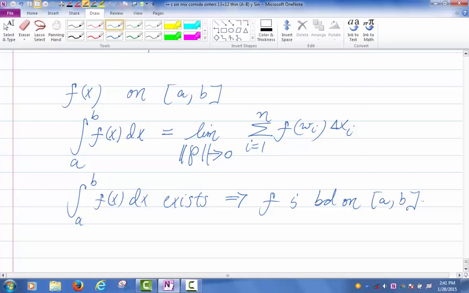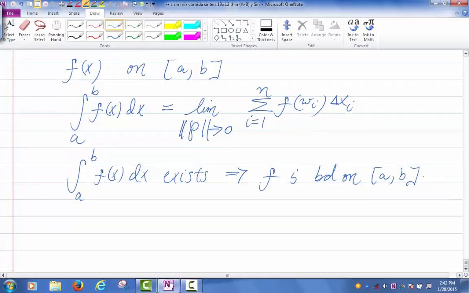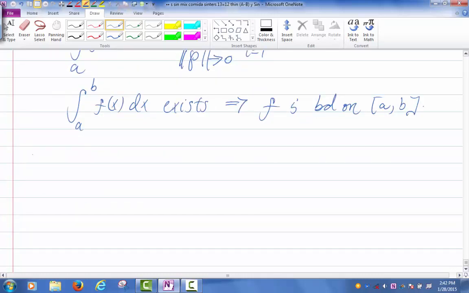An interval where the interval is a finite interval, a closed bounded interval. What if the interval is not finite? What if the interval is, let's say, from 1 to infinity? So let me give you an example of an improper integral.